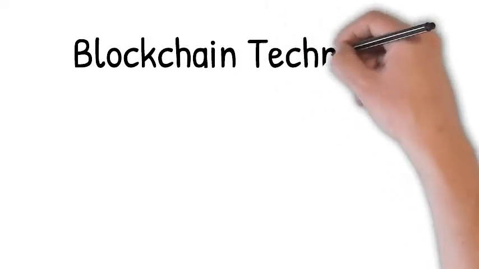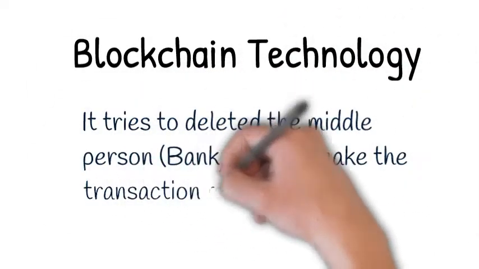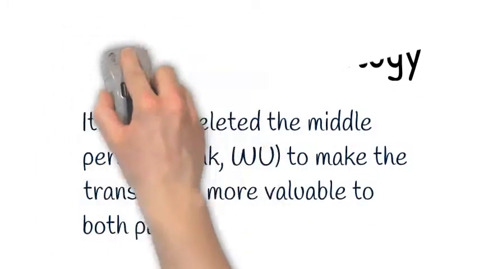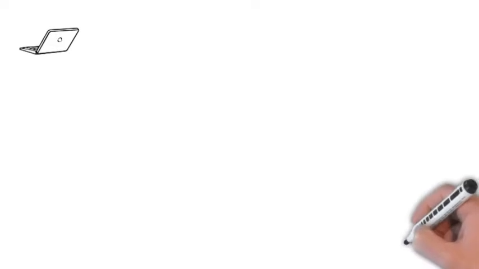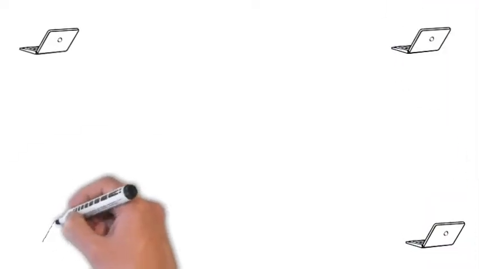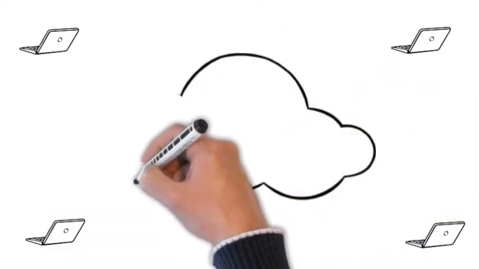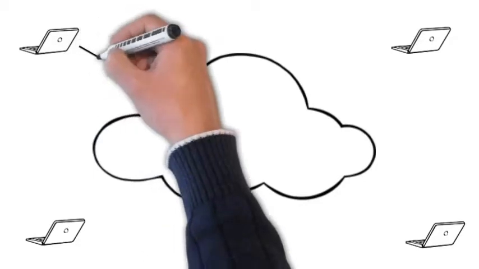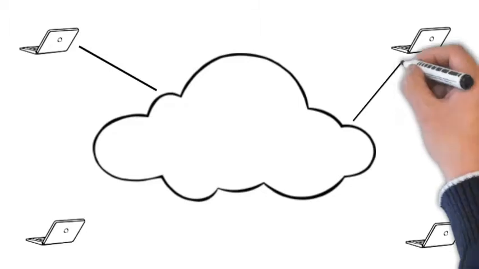This is where blockchain technology comes in. It tries to delete the middle person, like your Halyk Bank or Eurasia Bank or Western Union, to make the transaction more valuable for both parties. So let's look at this. In a similar instance, we have a network of people. For now, we're going to see them as computers or laptops or smartphones. And within that network, we're going to have many thousands of people.